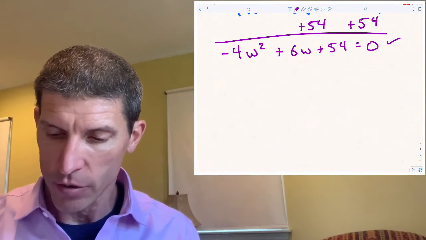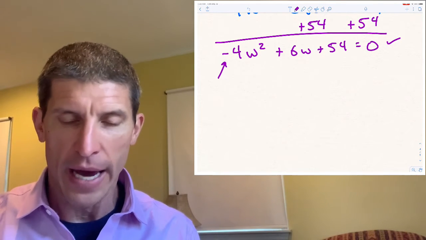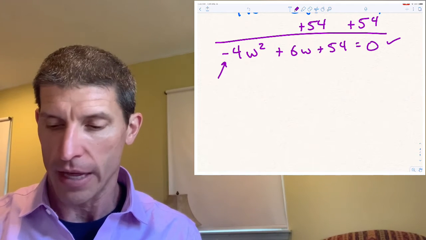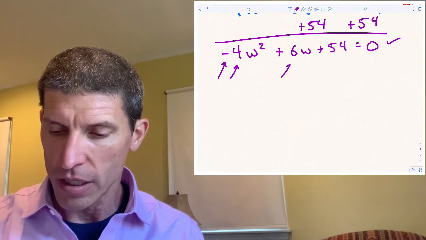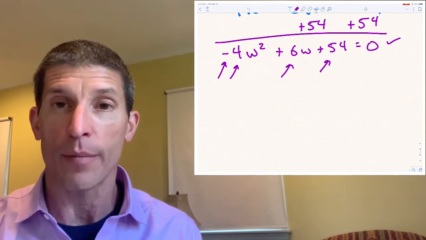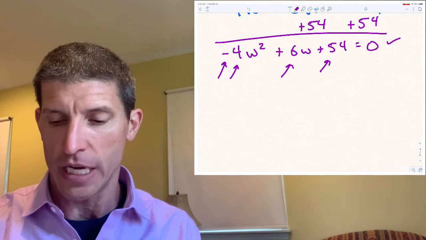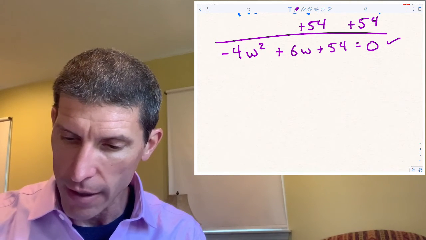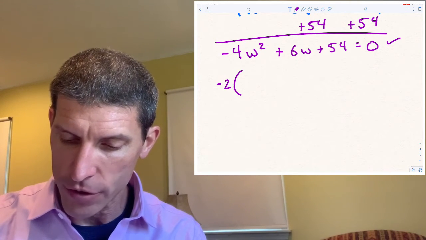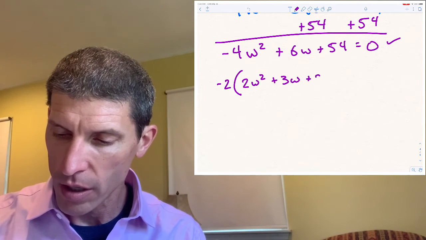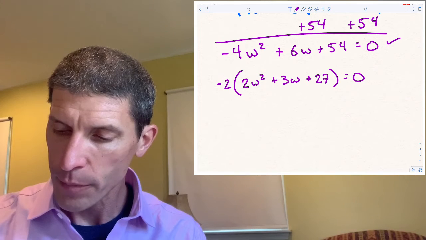So I'm going to give myself a little space. Right off the bat, I see a negative on my leading coefficient, and I never like that, so I want to factor that out. But I also happen to notice that these all appear to be even. In fact, they are even. So not only am I going to remove a negative with GCF, but I'm going to divide it by 2. So let's do that. So divide everything by -2, and I'm going to get 2w squared plus 3w plus 27.